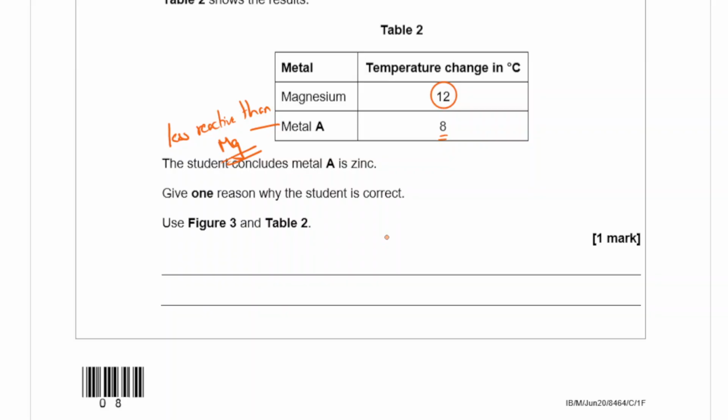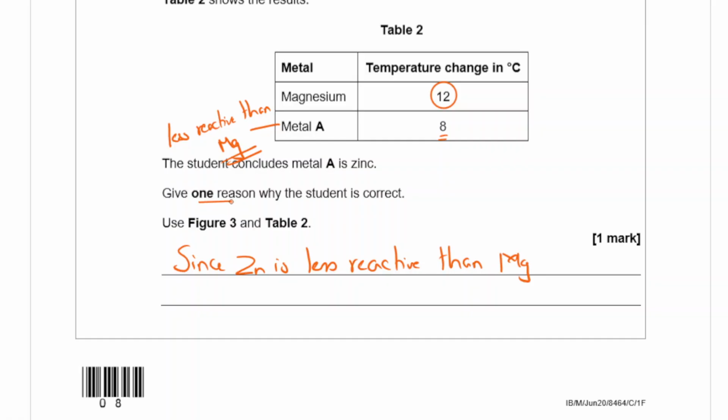So use figure 3 and table 2. The student concludes that metal A is zinc. Give one reason why the student is correct. Use figure 3 and table 2. Zinc is less reactive than magnesium. Now here they are asking you to give a reason.